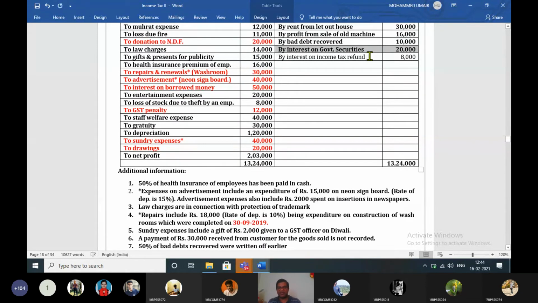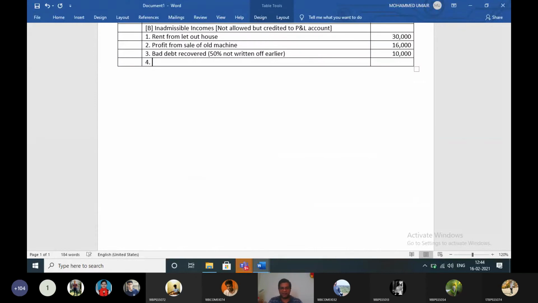Now the last item is interest on income tax refund. First of all, what is income tax? It's a direct tax. Any direct tax is inadmissible when you pay. When you're getting refund, it is also inadmissible, right? So therefore, this is an inadmissible income: interest on income tax refund.